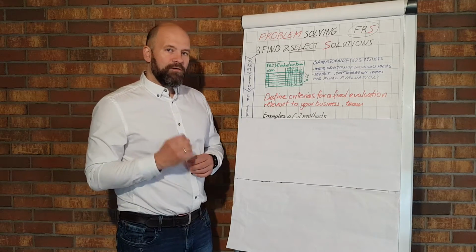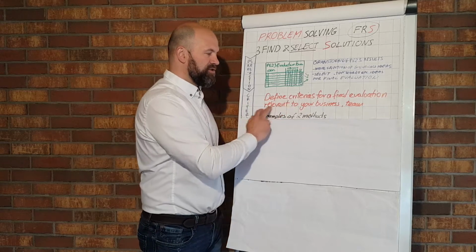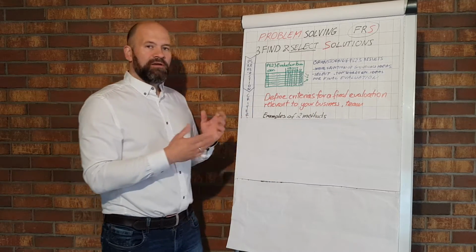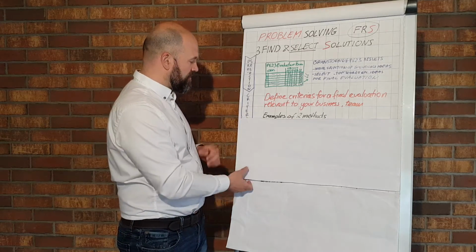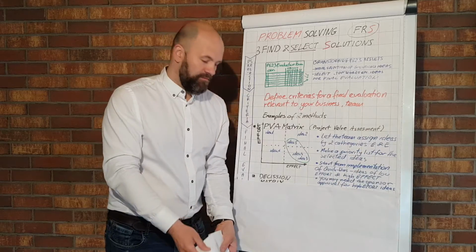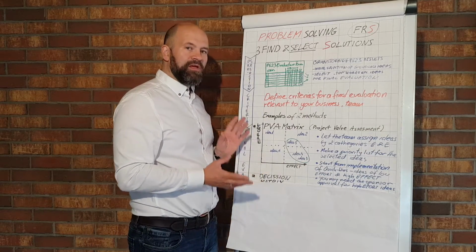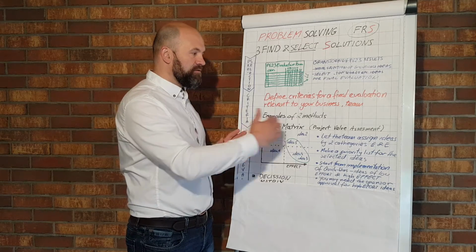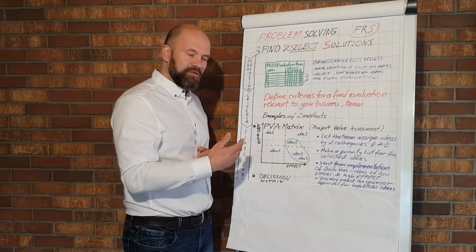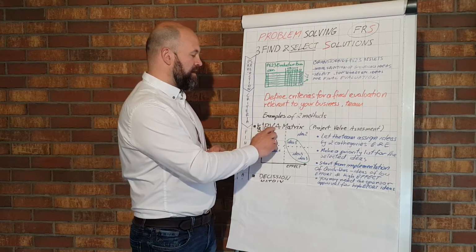How to do it? We need to have criteria. It's perfect if you have criteria matching your business, your team, your process, which will help you to make a final decision. But if not, I will present you two tools which may be helpful for decision making. Of course, we have more tools applicable for decision making and evaluation of solutions, but these two are the most common. Okay, the first one is the PVA matrix.